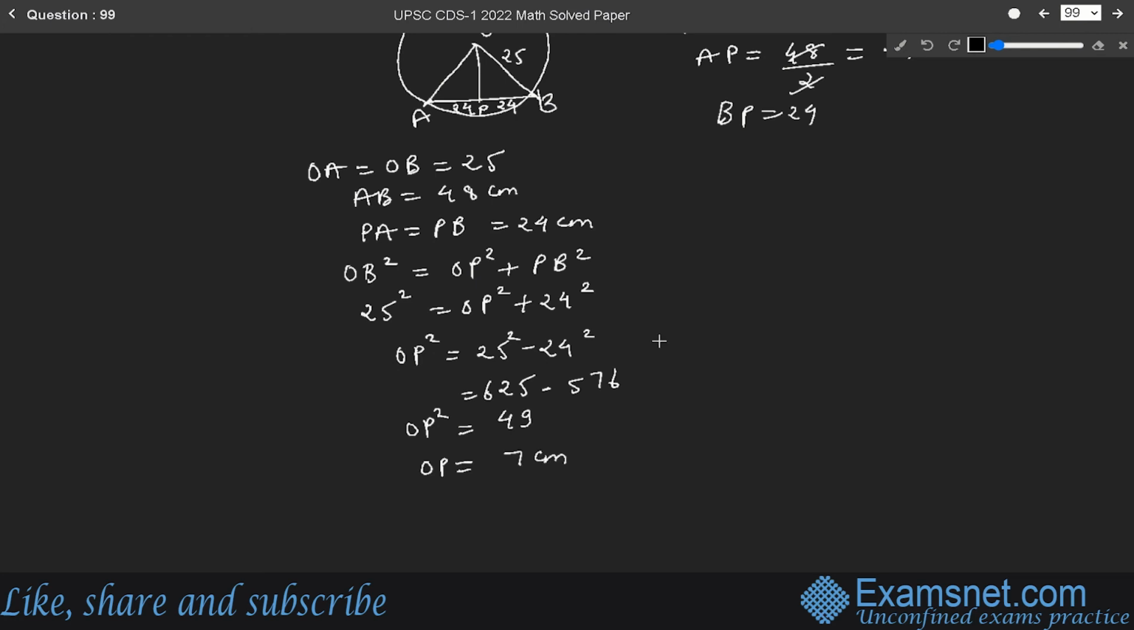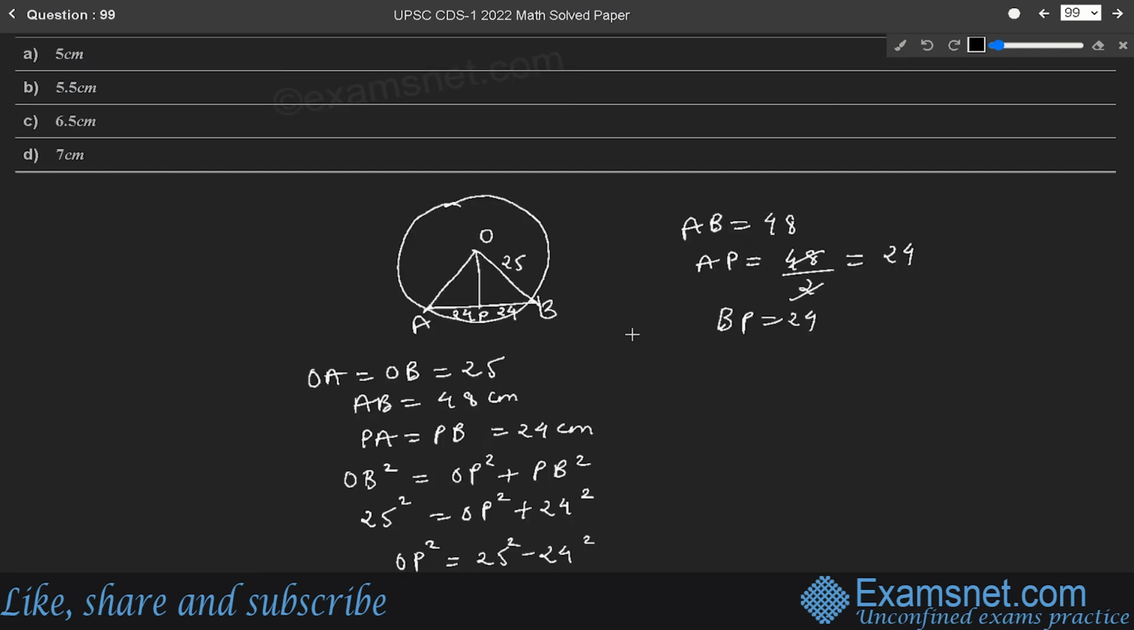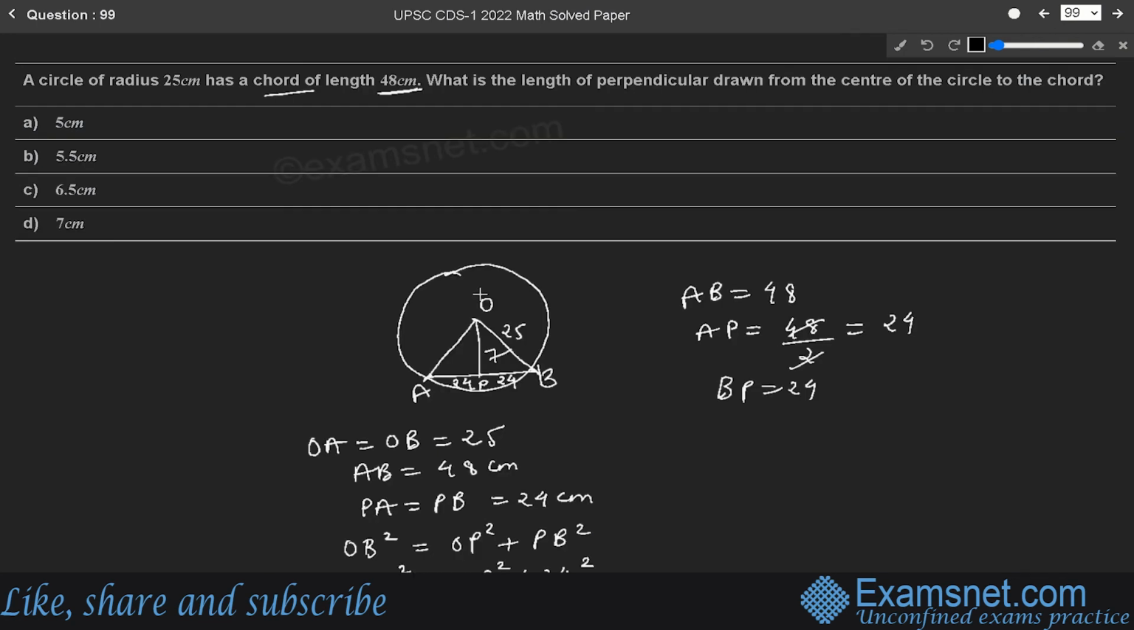So this is the length of the perpendicular drawn from the center of the circle to the chord. So we can say that OP is 7 centimeter. Therefore, the correct option for this question is option number D. See, this is a very simple question. You just have to mainly understand the diagram, and if you understand the diagram, you will be easily able to solve all this type of question.